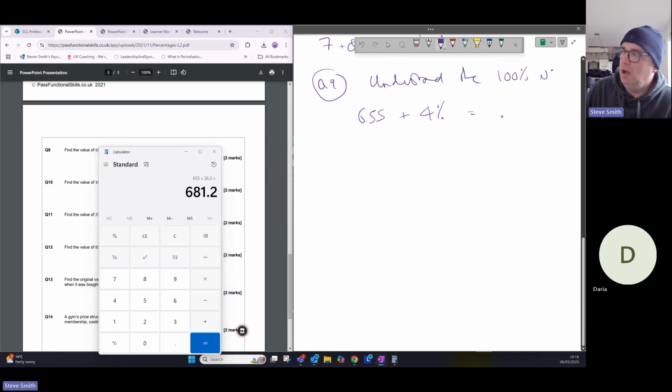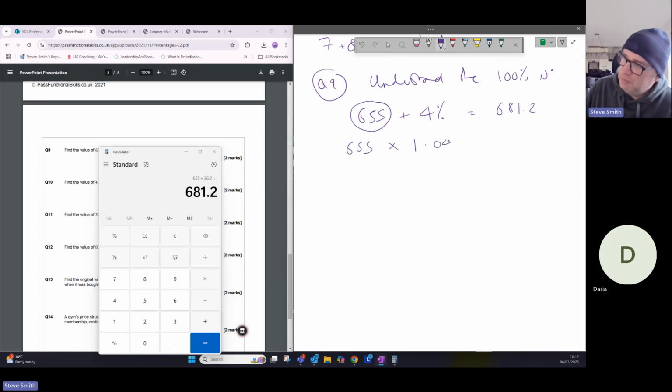When you've got a calculator and it's asking you those sort of questions and you're thinking, oh, I'm not very good at percentages, just follow what it's asking you to do. If you didn't have that percentage button on your calculator, that doesn't make it any more difficult. We're going to go 655 times by 1, because we want it itself, and 4%. If we remember what we wrote above, when we change a percentage to a decimal, we divide it by 100. So 4% as a decimal is 0.04.